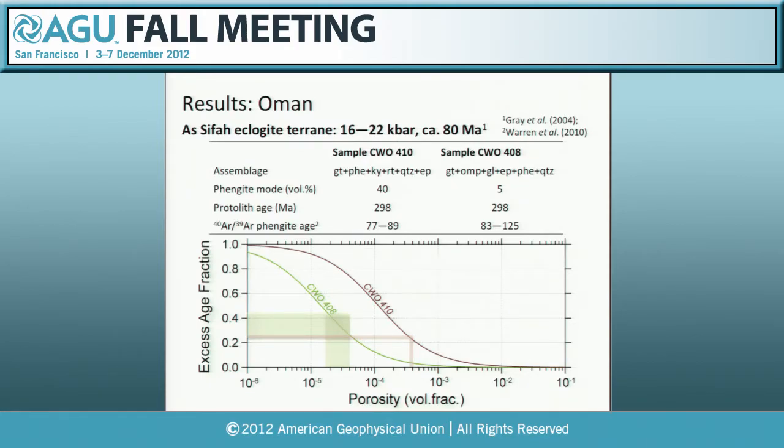So this model provides us with a limiting case against which we can analyze the processes which might remove argon from a rock undergoing subduction. And how justified is our assumption that it's fully closed? Because if argon was lost during prograde subduction, these porosities would reduce.